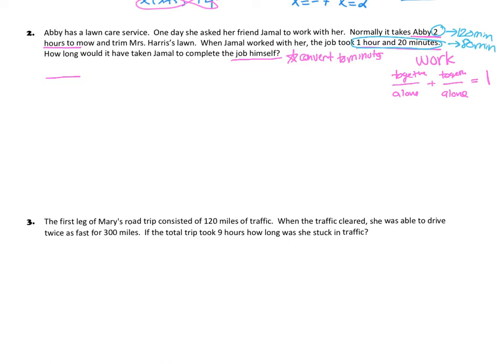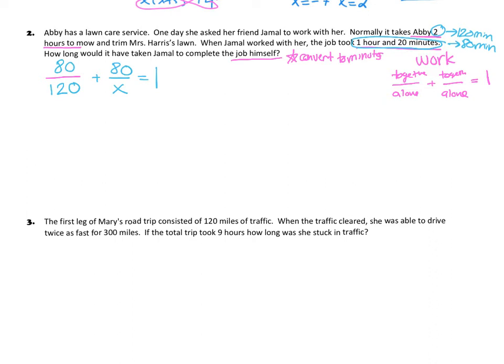So Abby takes 120 minutes to do the job alone. Jamal, well, we don't know how long it would take him to do the job alone, but together they would do the job in 80 minutes. And this equals one full job. Now I have a rational equation that I need to solve.